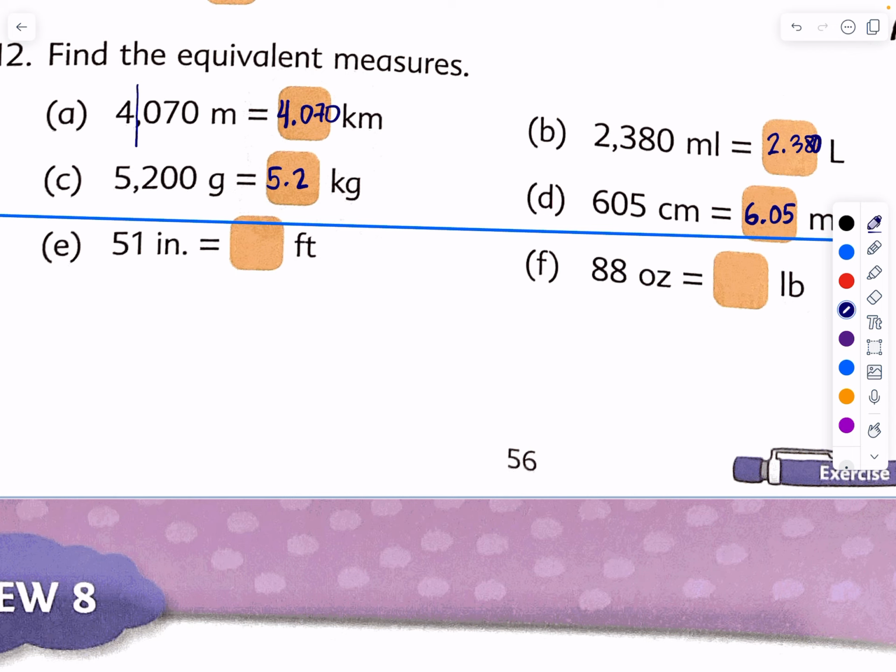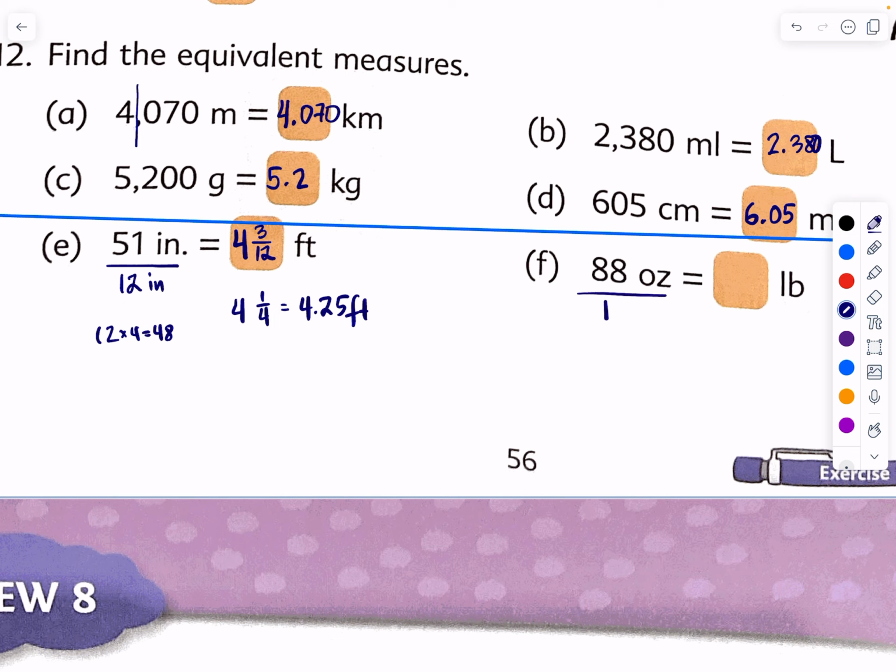Now, inches to feet. We know 51 inches. How many times 12 inches, right? Out of 12 inches. Well, 12 times 4, right? 12 times 4 is 48. So we do have 4 full feet. And then from 48 to 51, we have 3/12 remaining. So it becomes 4 1/4, which is the same as 4.25 feet.